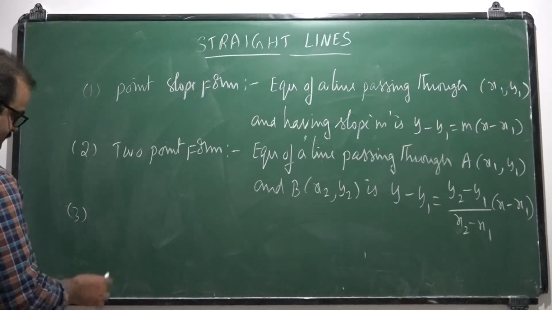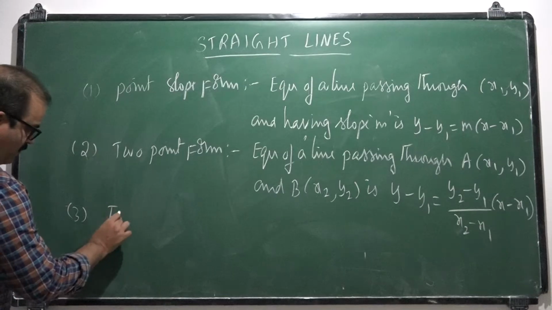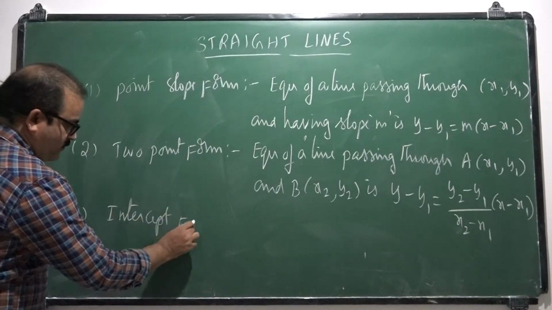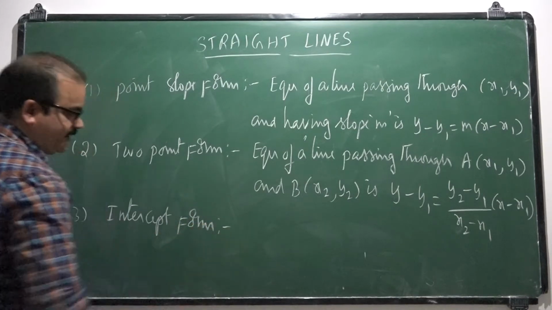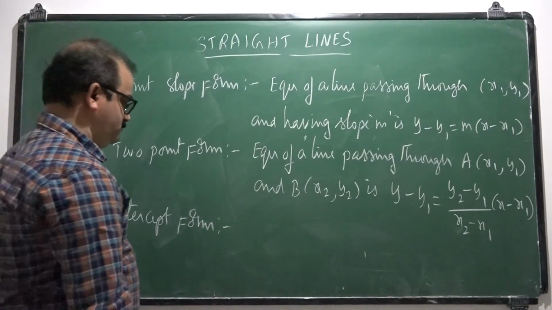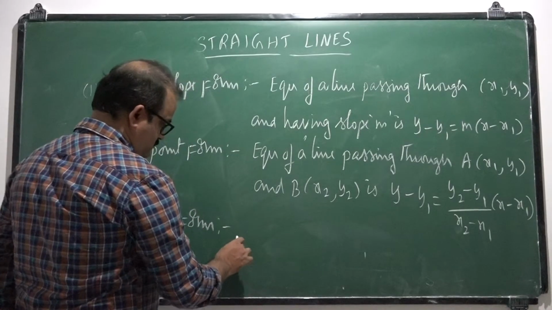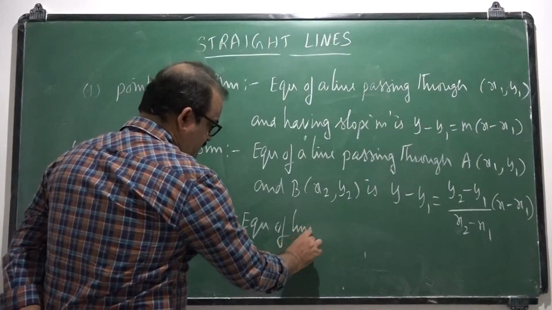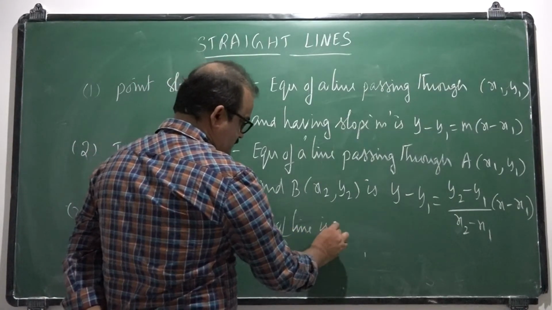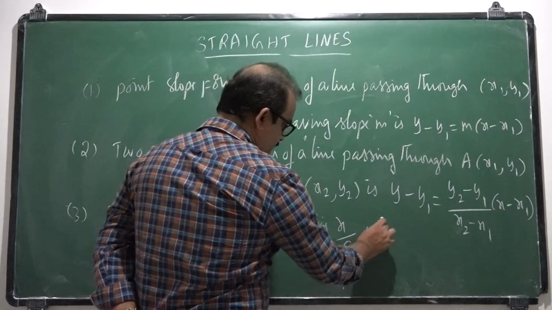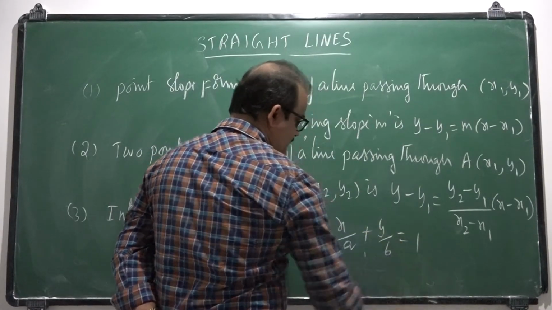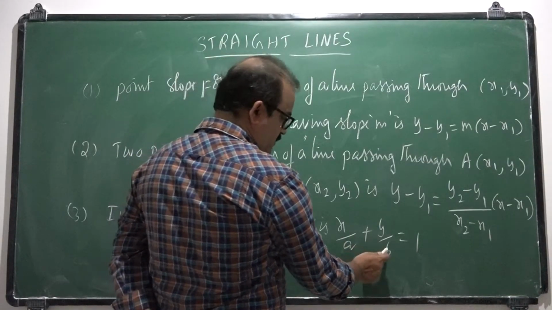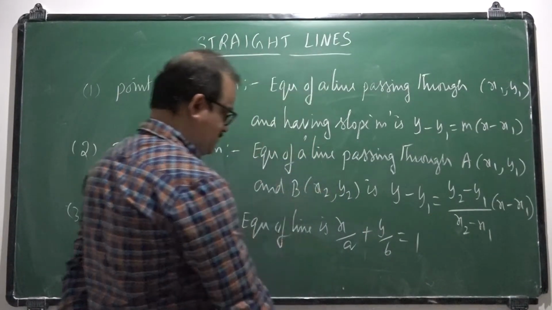Next, intercept form. In intercept form, equation of a line is x by a plus y by b is equal to 1, where a is called x-intercept and b is called y-intercept.